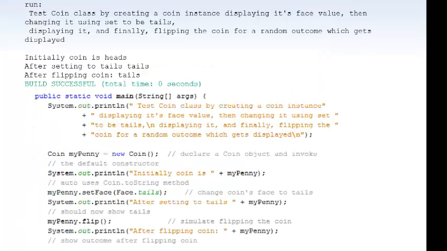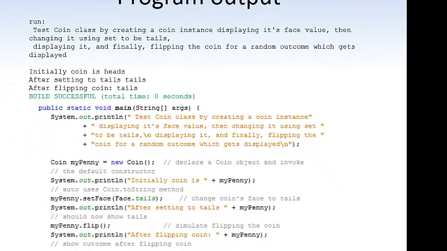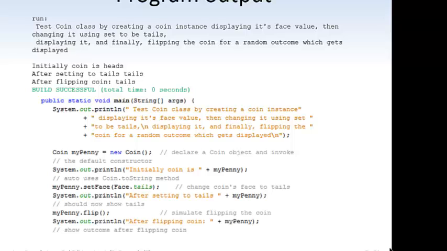Here's the output from running the program, the description of what we're doing, and then we see the outcome. Initially, coin is heads. After setting to tails, tails. After flipping the coin, tails. You should be able to look at the program code and figure out which line in the program code produced which line in the output. Study it carefully and make sure you understand that.